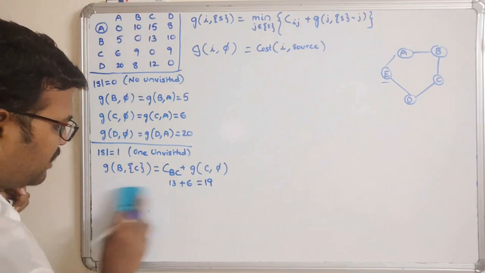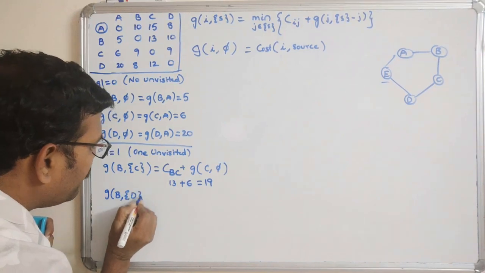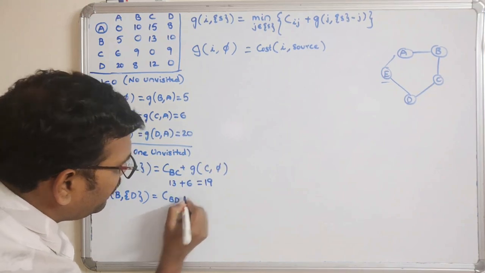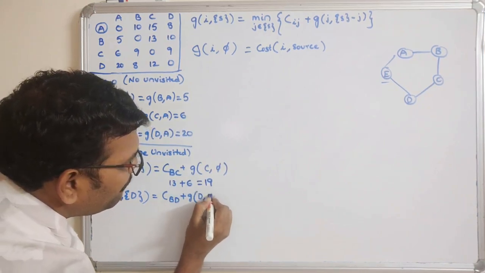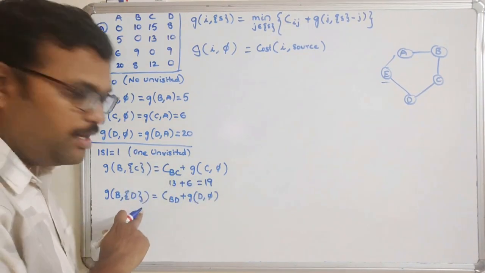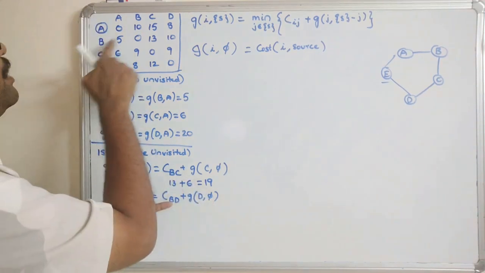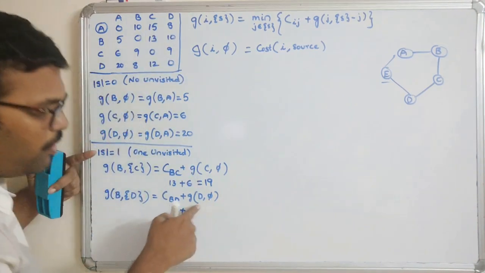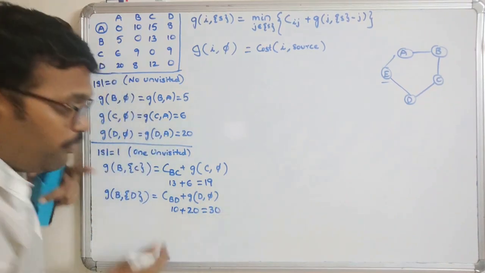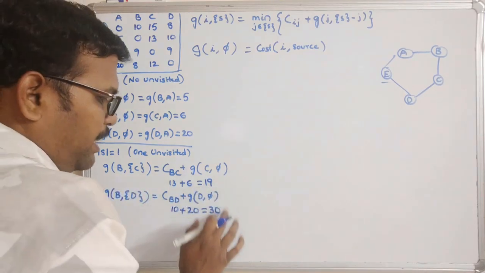And now let us calculate the second thing. The next possibility, B comma D. If the only unvisited vertex is D, then C of BD plus G of D comma pi, because the set is having only D and we need to subtract the same vertex from the set, which is nothing but pi. And here, BD, B and D, it's 10 plus G of D pi, which is 20. So what is the value here? 30. We need not select the minimum because there is only one calculation. This is 1 edge and this is 1 edge. Okay. So this is 19 and this is 30.